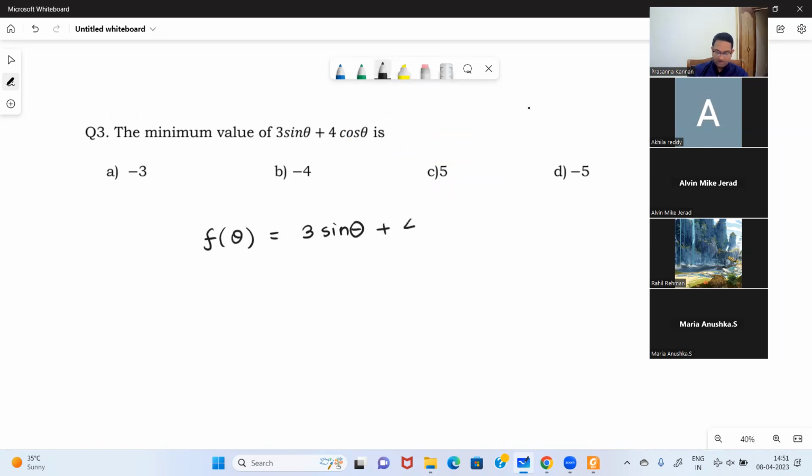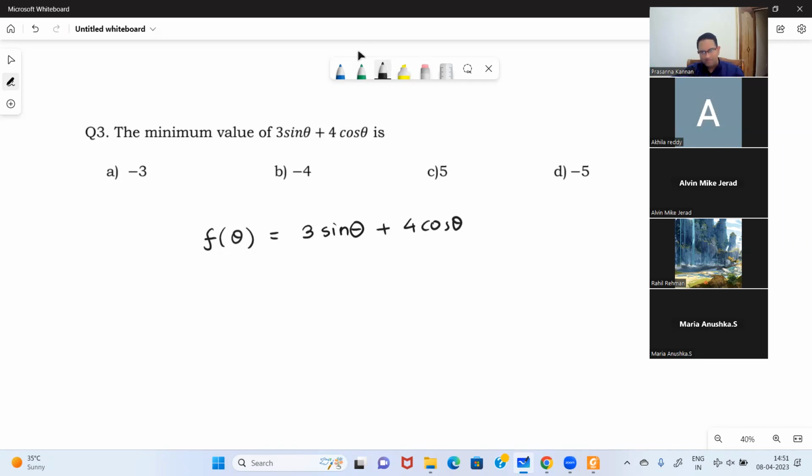I think in application to the derivatives we have learned, right? What did you guys learn? If I have to find a minimum value or maximum value, what should I do? What is the first step I should do? I should find the first derivative. And the first derivative must be equated to 0.